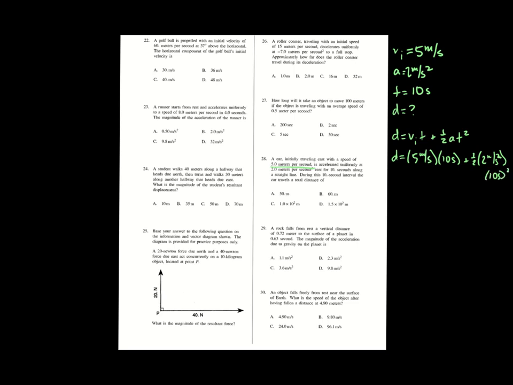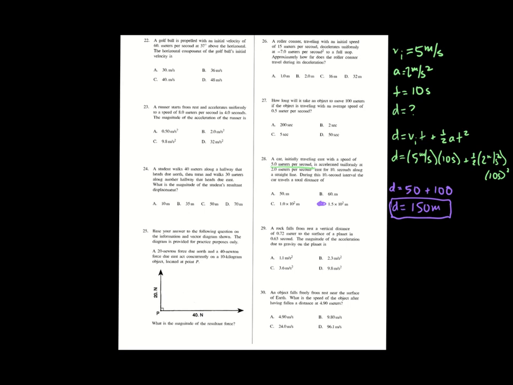Okay, I'm going to pause for the intermediate math, or change to a different color. D equals 50 plus 1/2 times 2 times 100. 100 times 2 is 200, divided by 2 is 100. Alright, and we get that D is equal to 150 meters, and that's choice D.